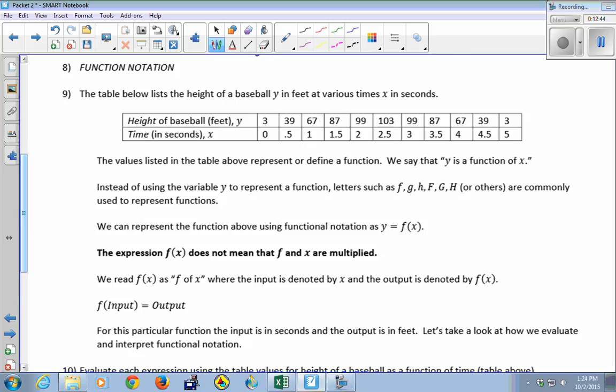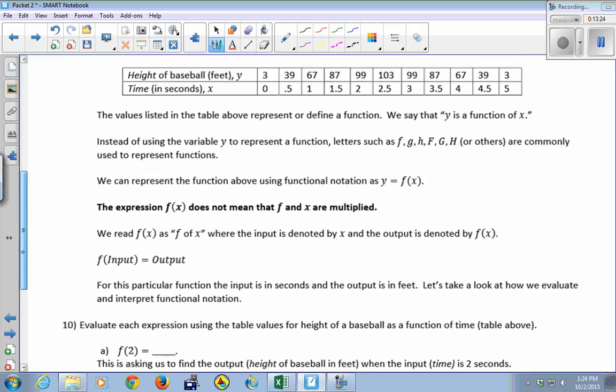And we represent the function using function notation, which looks like this. Instead of y, y is going to be equal to f parentheses x. Okay? It does not mean f times x. It doesn't mean that f and x are being multiplied. You read f parentheses x as f of x. The input is denoted by the x, and the output is the f of x. So f of your input equals your output. And if you just keep in your head, f of x means y, right? F of x means y. It's just a fancy way of saying y.